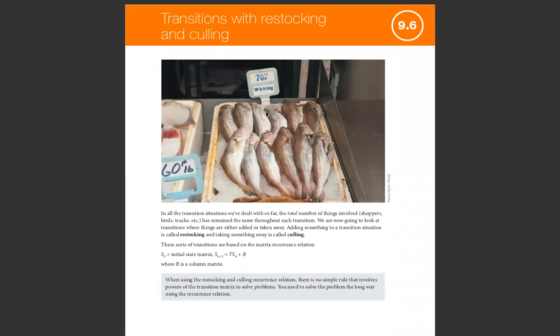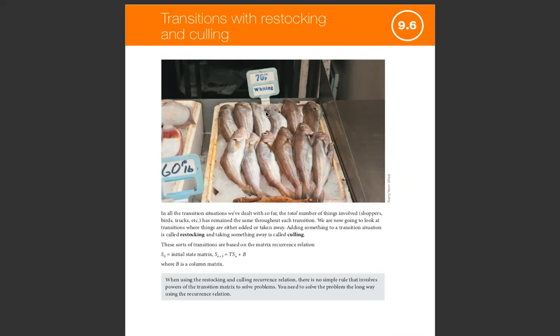Hello everyone. Today we are going to do the last exercise for this year, that is 9.6. That's transition with restocking and culling. For doing this exercise, you need to understand 9.5 first.